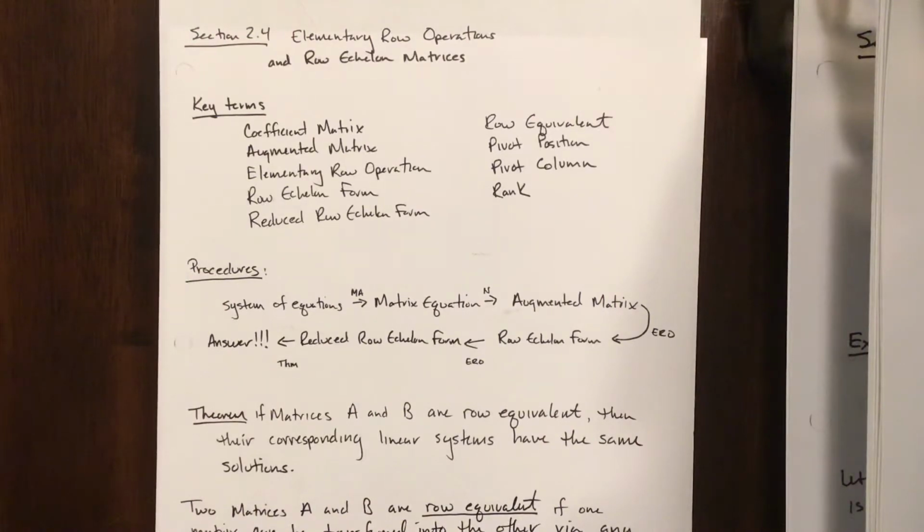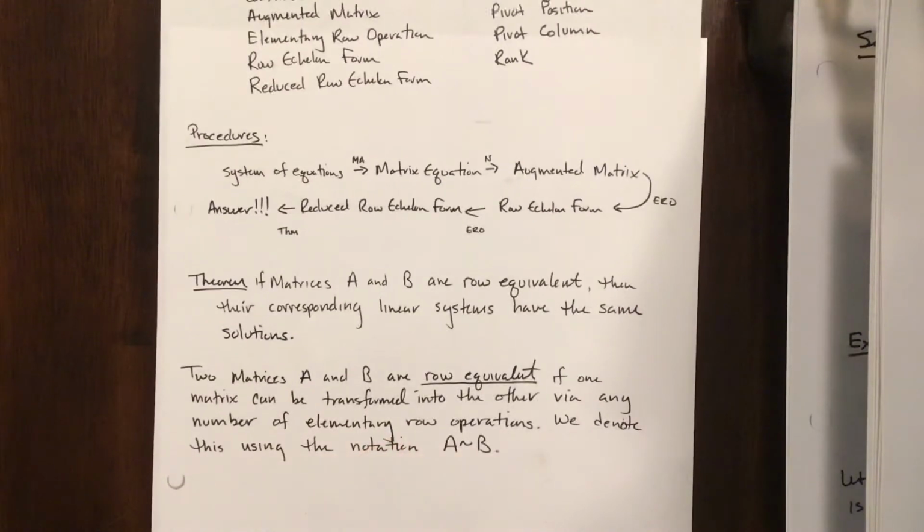What theorem is it? Well, here you go. If matrices A and B are row equivalent, okay, we still don't have a definition for that yet, then their corresponding linear systems have the same solutions. So if we can say that A and B are row equivalent, then the solution to each of the systems of equations are the same.